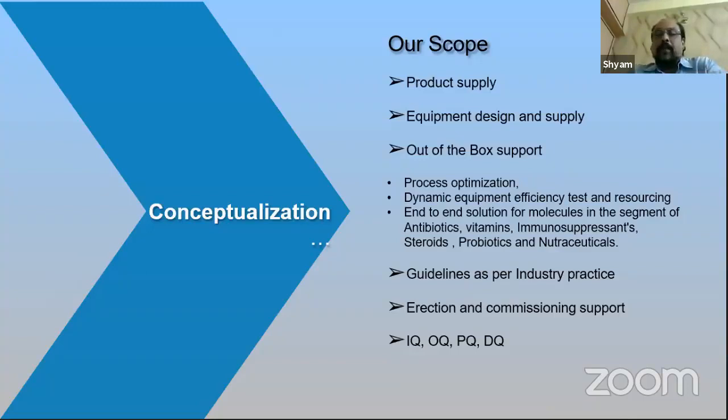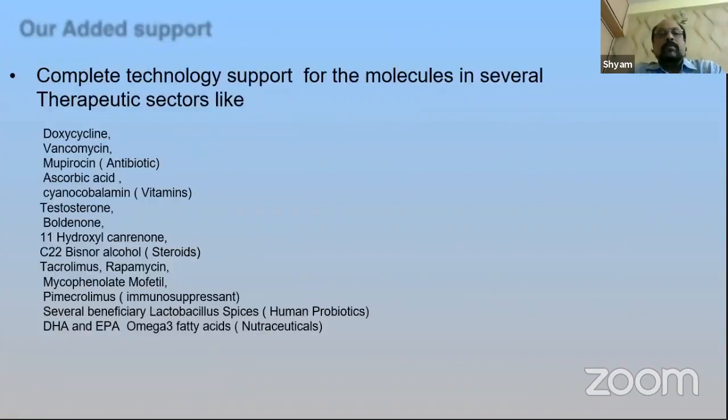Guidelines in erection and commissioning support, like installation qualification, operational qualification, and design qualification. And presently, we would like to share that we can also support people who are interested in molecules like doxycycline, vancomycin, mupirocin, ascorbic acid, cyanocobalamin, testosterone, rondenone, 11-hydroxycaronenon, C22 bioinosal alcohol, tacrolimus, rapamycin, mycophenolate mofetil, pimecrolimus, and several beneficial Lactobacillus species which are used as human probiotics. Nutraceuticals like omega-3 fatty acids like DHA, docosahexaenoic acid, and EPA.